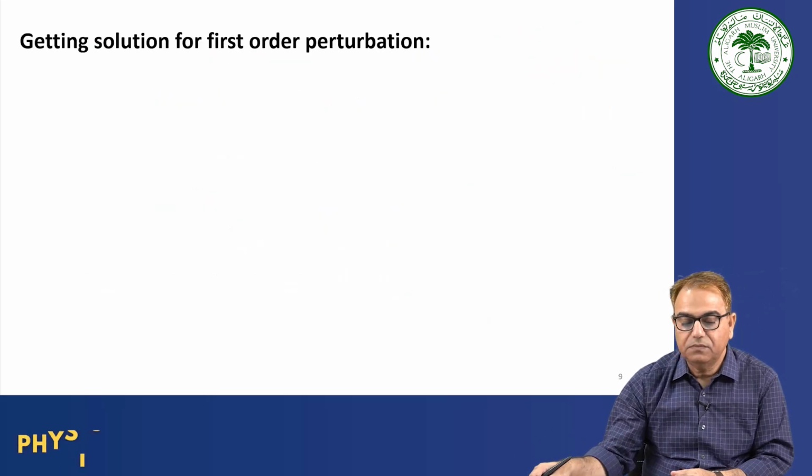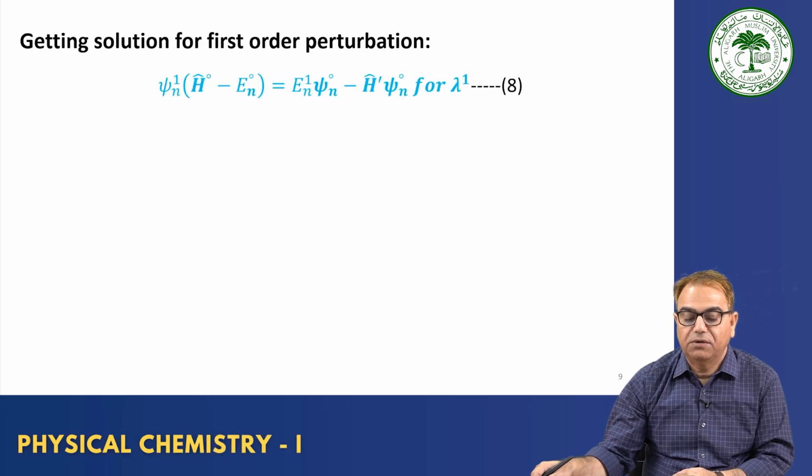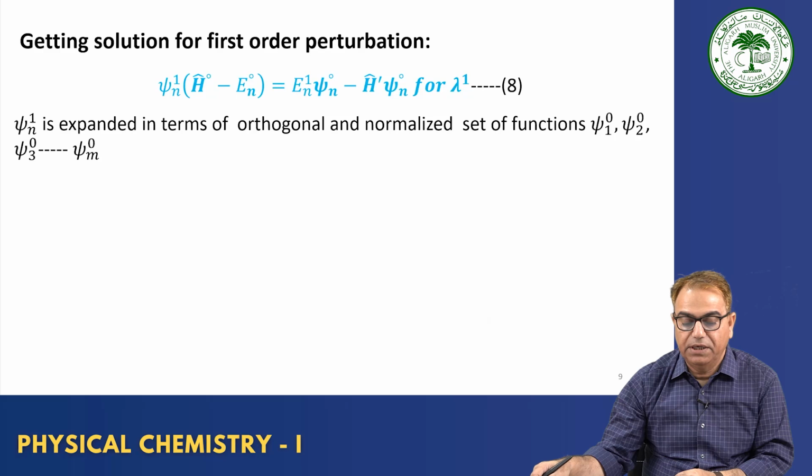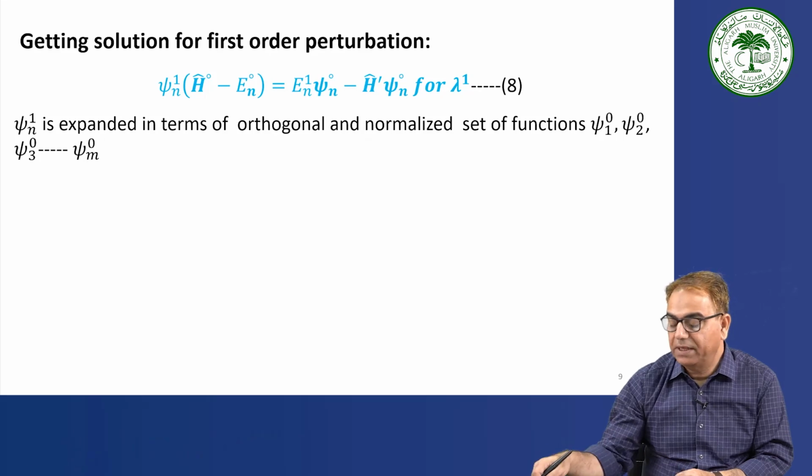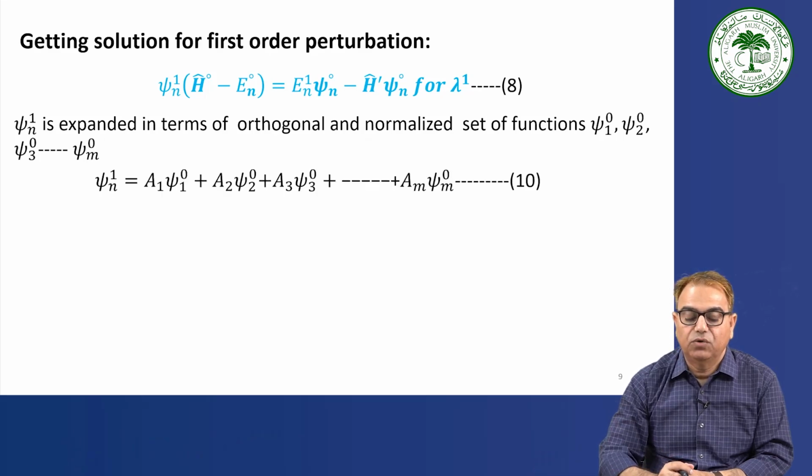To get the solution for first order perturbation, you start with equation number 8. Psi n1 is expanded in terms of an orthogonal and normalized set of functions, psi 1 naught, psi 2 naught, psi 3 naught, and psi m naught. With the coefficients a1, a2, a3, psi n1 can be expanded as a1 psi 1 naught plus a2 psi 2 naught plus a3 psi 3 naught up to am psi m naught.